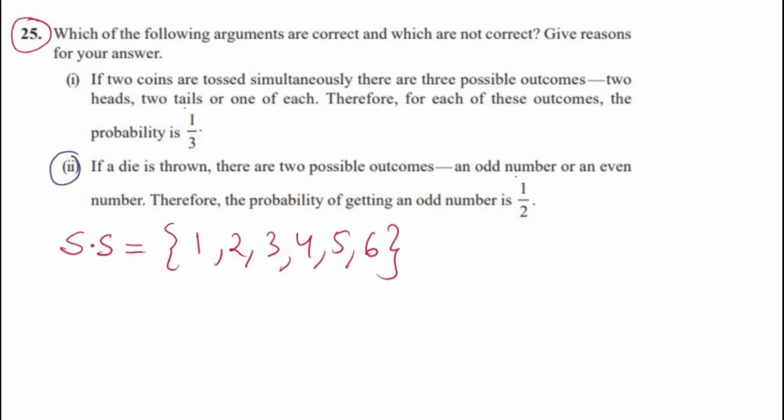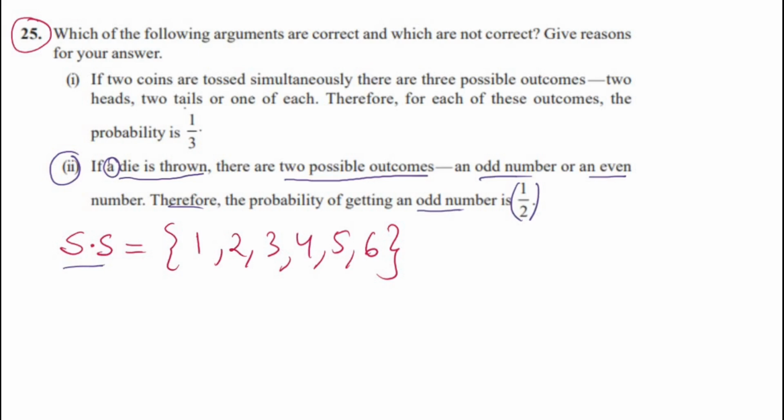The second bit, if a die is thrown, so it is a single die, I have written the sample space 1 to 6. There are two possible outcomes, an odd number or an even number. Therefore, probability of getting an odd number is 1 upon 2. Is this a correct statement?